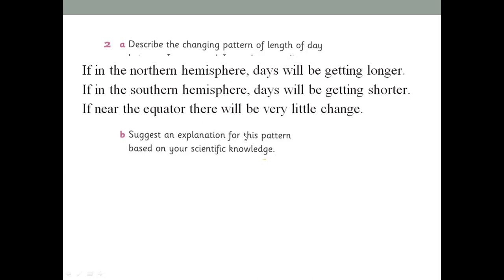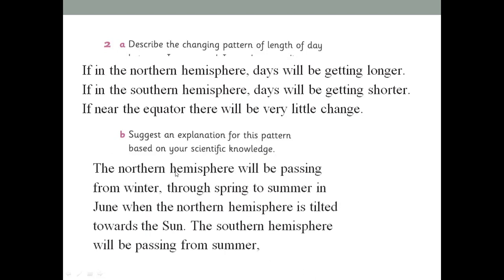Suggest an explanation for this pattern based on your scientific knowledge. The Northern Hemisphere will be passing from winter. Through spinning, the summer in June comes when the Northern Hemisphere is still tilted toward the sun, near the sun. The Southern Hemisphere will be passing from summer.